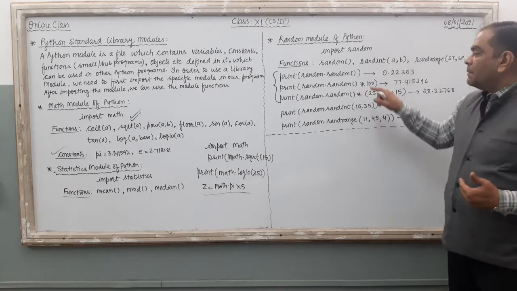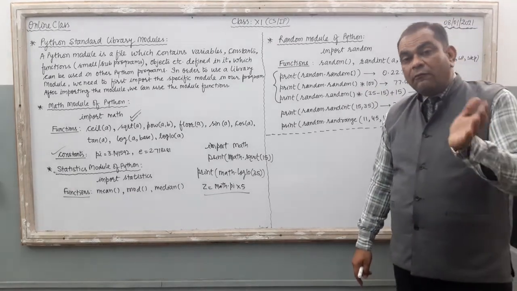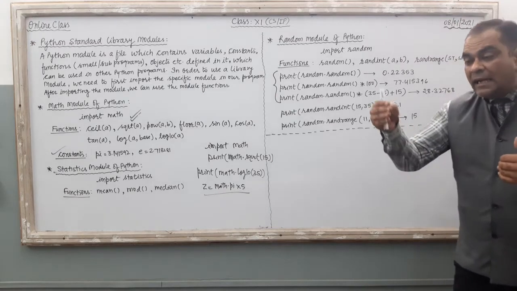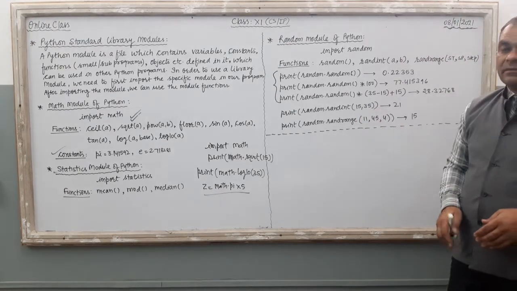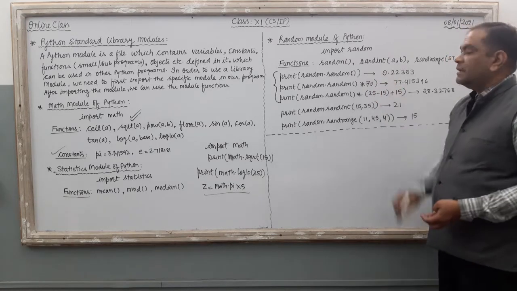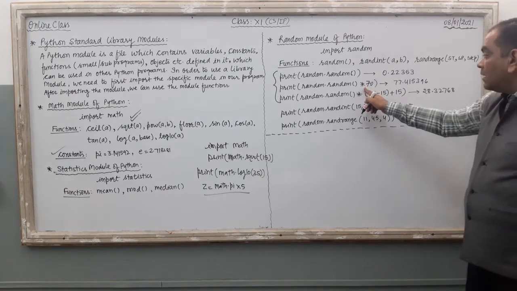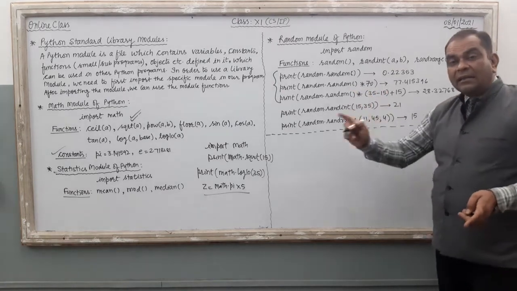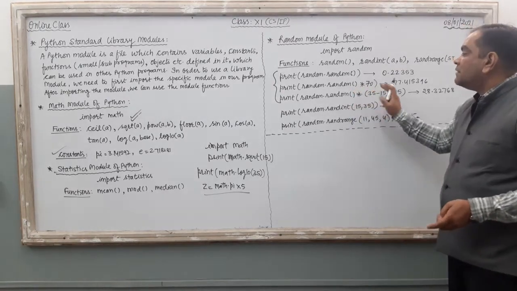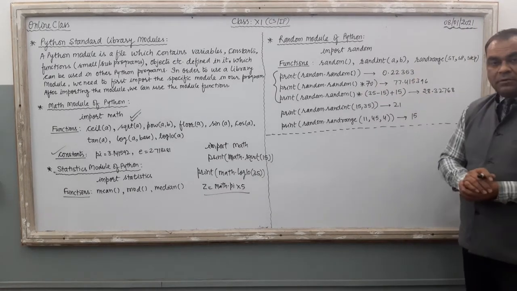Clear? So by giving multiplication, suppose you want to generate a random floating point number in the range of 0 to 70, right? For that you just use into 70. So a random number will be produced by this function, and the range of this number is 0.0 to 70.0. In between this specific range you will get the output, right?